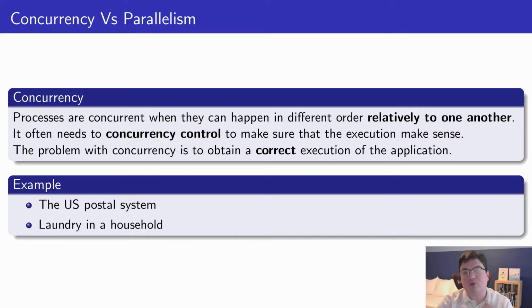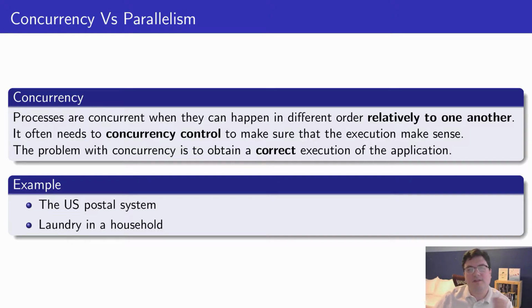The US postal system is fundamentally a concurrent system with many actors working together to achieve mail delivery. If the different actors do not work together, concurrency problems can arise in the sense that mail can get lost.